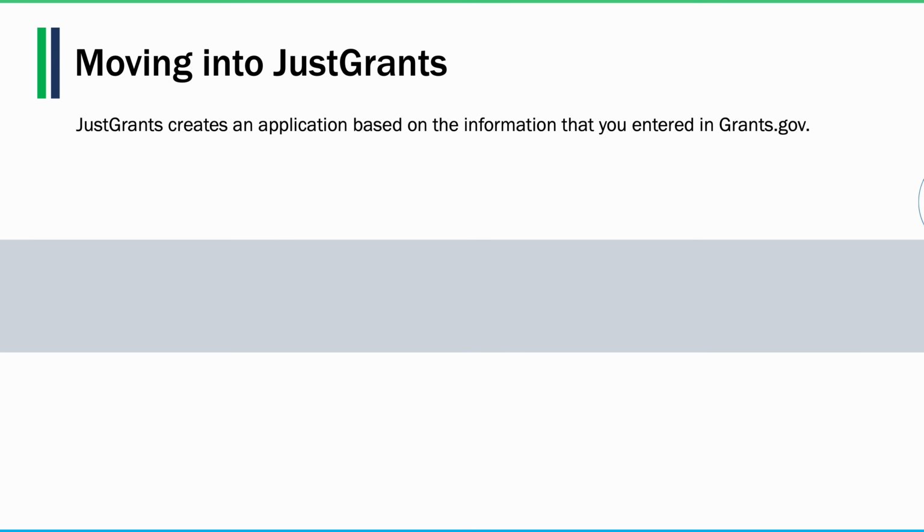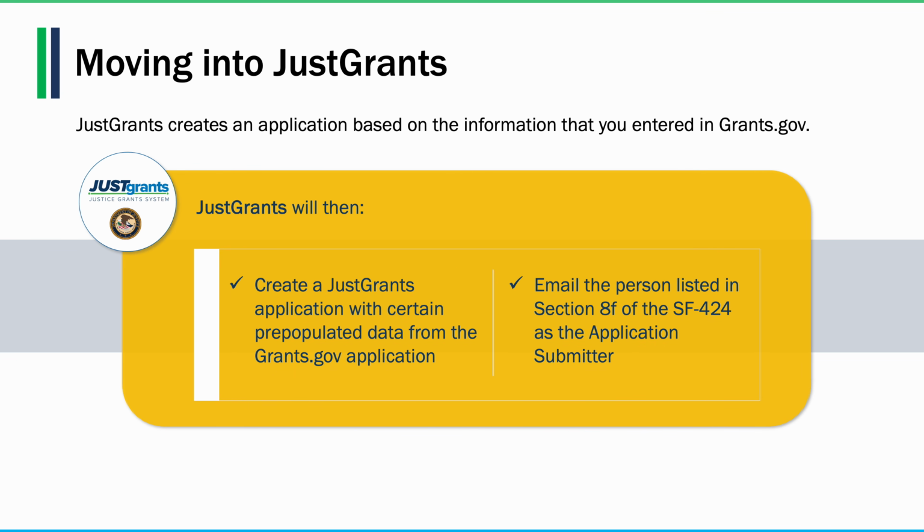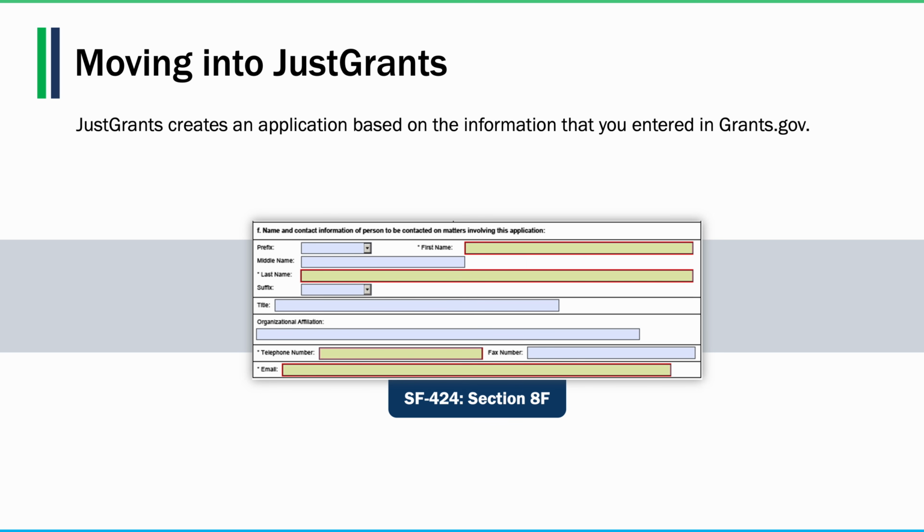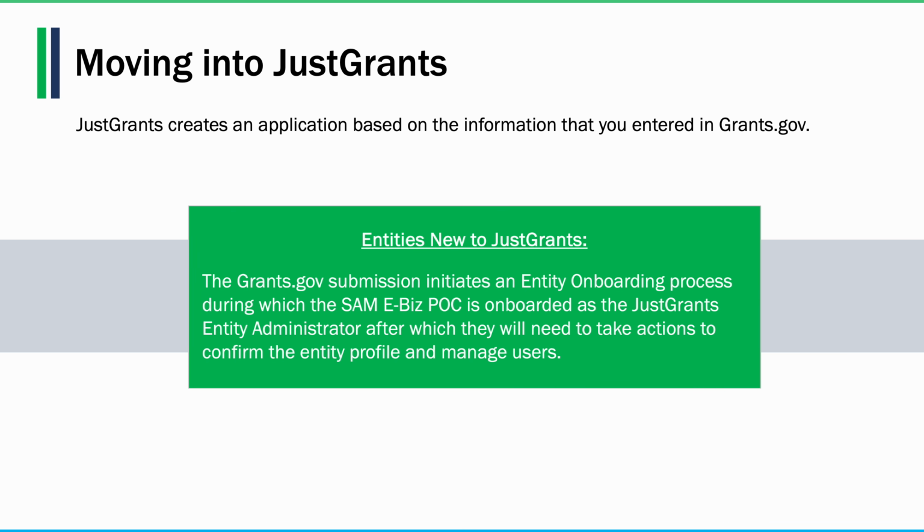JustGrants creates an application based on the information that you entered in the Grants.gov application. The person listed in Section 8F of the SF-424 in Grants.gov is automatically assigned as the application submitter in JustGrants. If you're new to JustGrants, the Grants.gov submission will also start the process of setting up an account and onboarding your entity in JustGrants. The SAM.gov POC will automatically be created as the entity administrator in JustGrants as well.